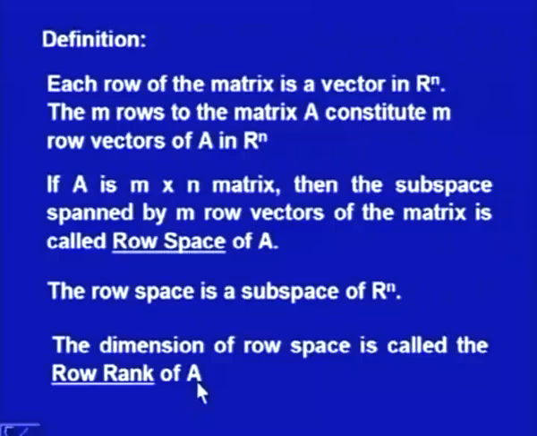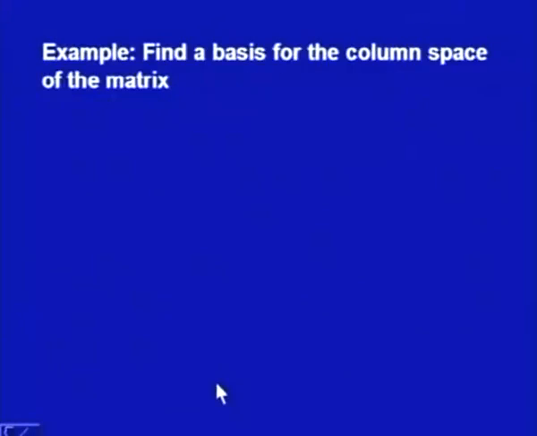So, we have a matrix A, its column vectors constitute the column space, and the column rank is the number of linearly independent column vectors. It will also have a row space generated by the row vectors of the matrix, and the row rank is the number of linearly independent row vectors in A. Now, on the basis of this, let us find the basis for the column space of this matrix.